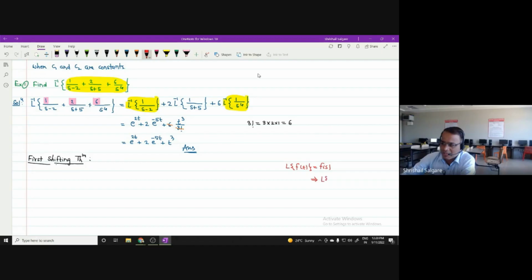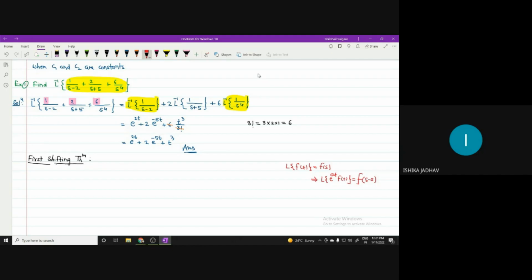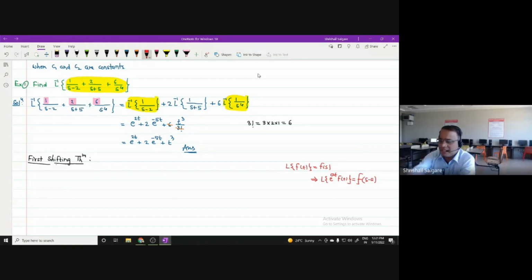Laplace transform of e to the power at f of t. I think that's the same thing, na? Make me correct if I'm wrong. And what is the answer? Is it right, Ishika? Yes, sir. Okay, that same result we are writing in the inverse Laplace also.